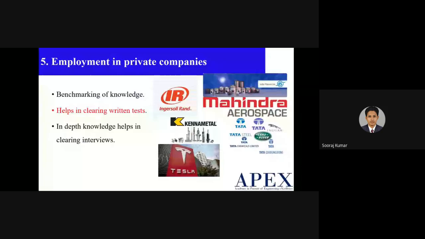We should not think about just getting a job, because I know some of the students who were recruited in some of the reputed companies. Around 10 years ago, the pay package was around 25 to 30,000 per month. Now it's around 35 to 40. It has not increased much, even after 10 years of experience. Might be 50,000 per month. That's it, not more than that.